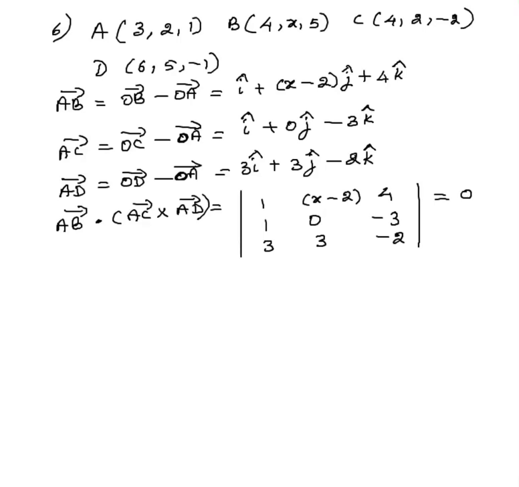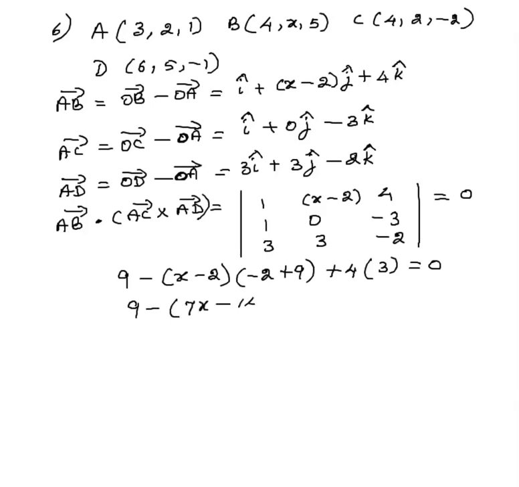I equate it to 0. Let us expand this determinant. 1 into 0 minus of minus 9 is plus 9, minus x minus 2 times minus 2 plus 9, plus 4 times 3 minus 0 times x minus 2. 9, 7 times x minus 2, which is 7x minus 14 plus 12. 9 plus 14 plus 12 is equal to 7x.